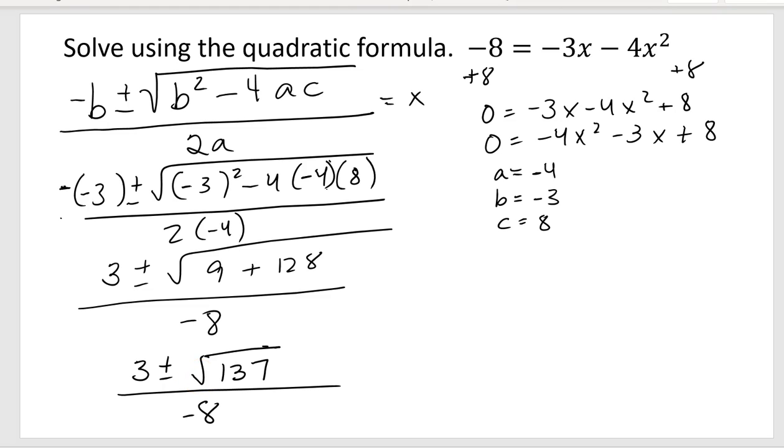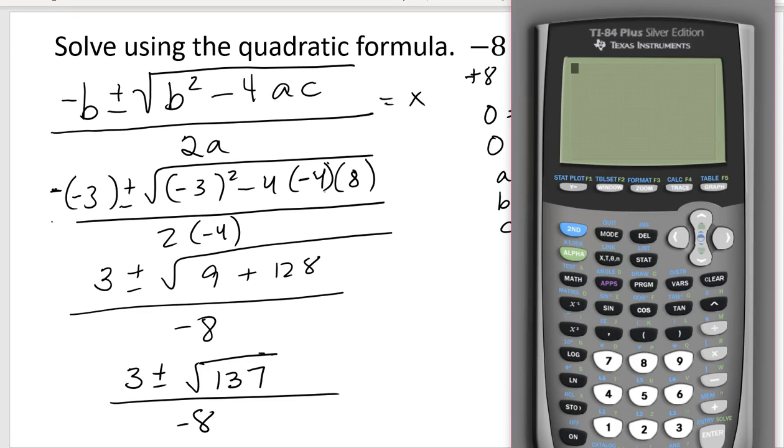Now, if you're going to use this in your calculator, be very careful. This is where people make the most common mistake. When you're entering in your calculator, you'll have to enter it in twice. So the first one would be 3 plus the square root of 137. Now, you can do it 2 different ways. You can hit enter and then divide by the denominator. And I get negative 1.84.